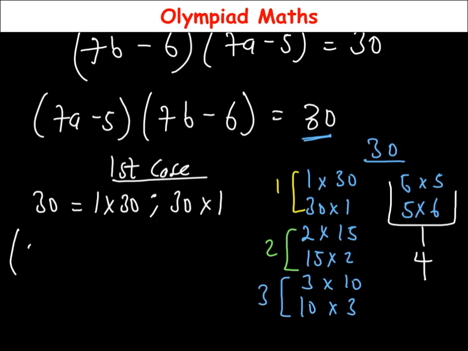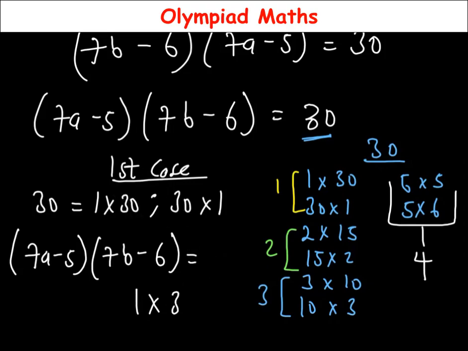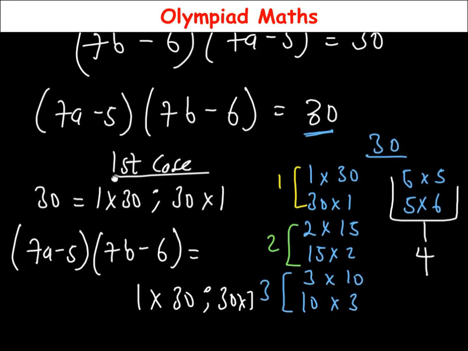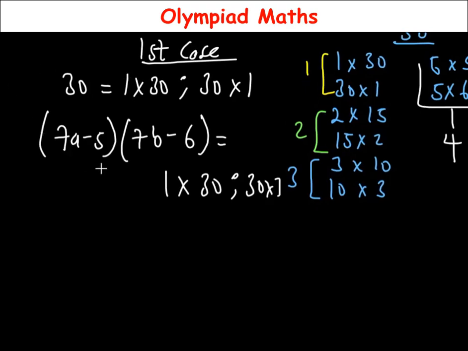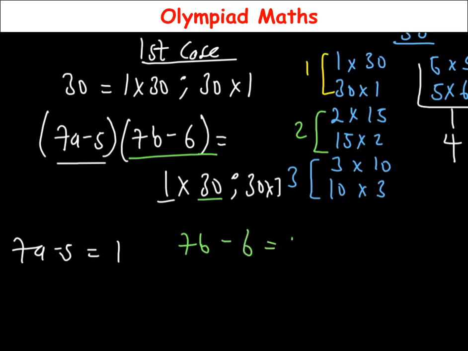So we have it as 7a minus 5 multiplied by 7b minus 6 is equal to this 1 times 30, right, and then 30 times 1. So that means that 7a minus 5 can be compared to 1, and then 7b minus 6 can be compared to 30, right? So 7a minus 5 is equal to 1, and 7b minus 6 is equal to 30.